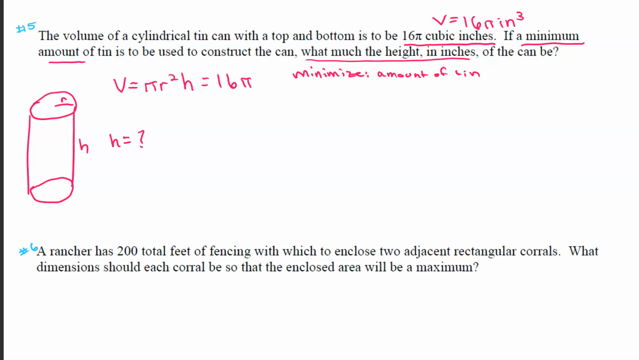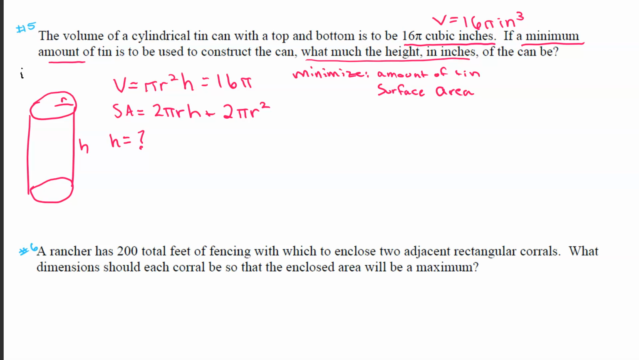So if we're thinking about the tin that is required to wrap around the cylinder and do that top and bottom, we're thinking about surface area. So we're minimizing surface area here. The surface area of a cylinder is equal to the circumference times the height, so 2 pi rh, plus the area of the two bases, plus 2 pi r squared. All right. So we're looking to minimize.